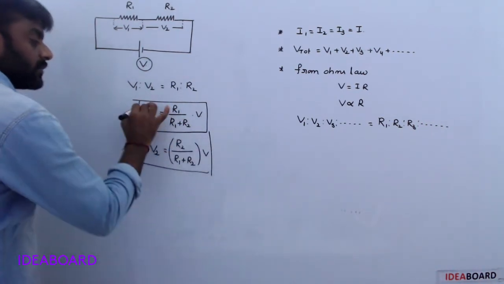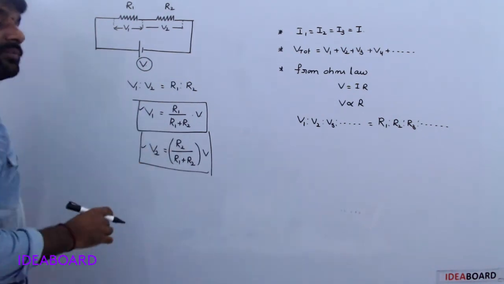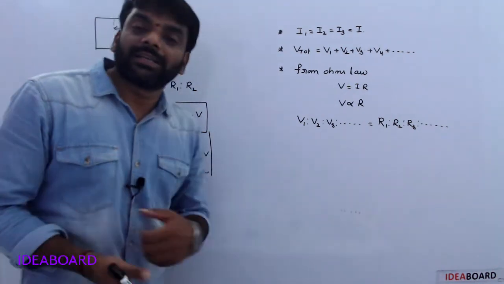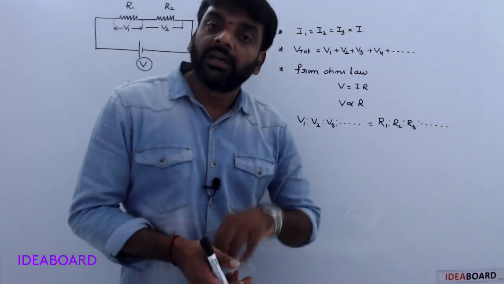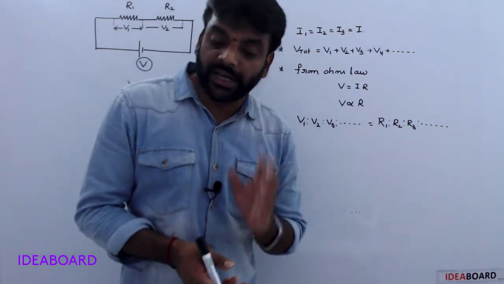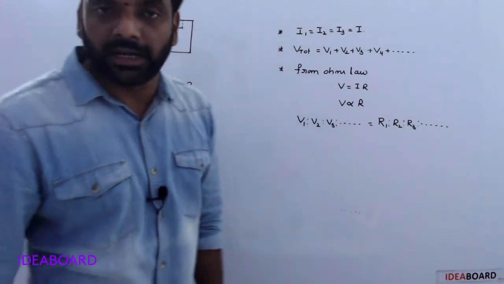Understood? Okay. This one is V1. This one is V2. This one is series combination. In series combination, which one is constant? Current is constant.